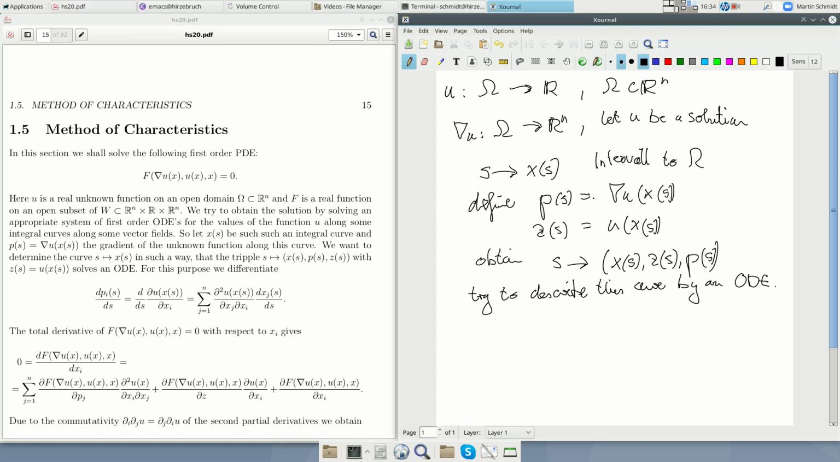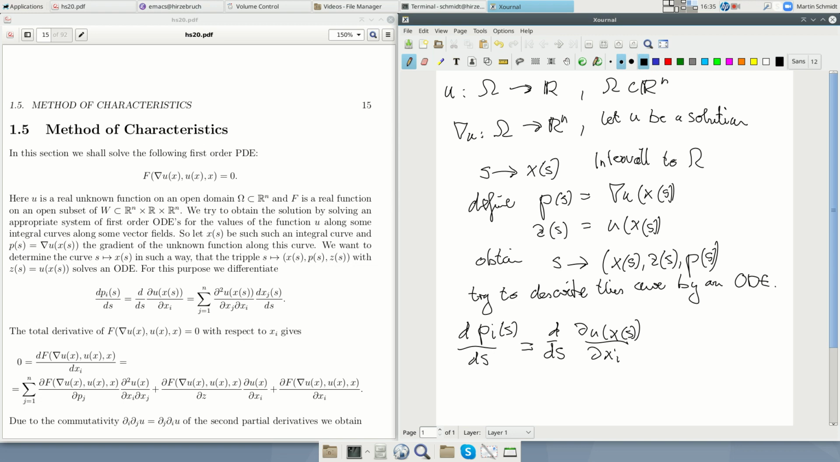Yeah, this function p has of course components. Let's call p_i of s one component. And now we want to determine the derivative. Okay. Let's calculate this derivative if it's a solution. Yeah, so it's d by ds of du of x of s by dxi, because p we define as the gradient, so the ith component is just this expression.